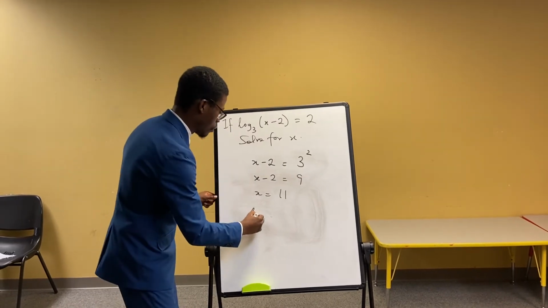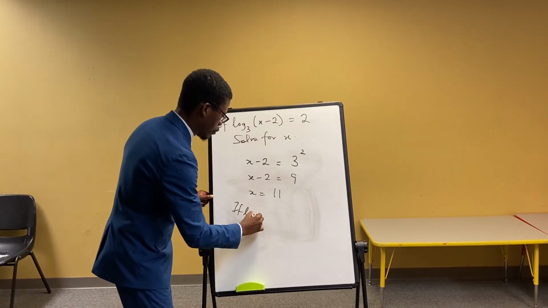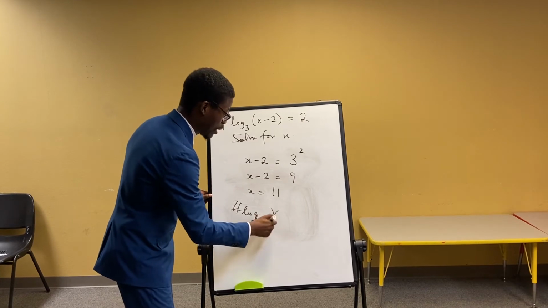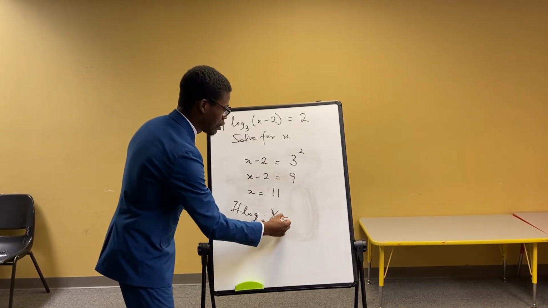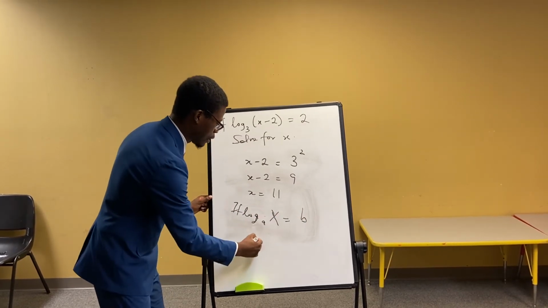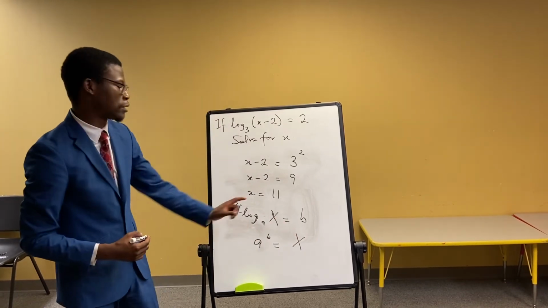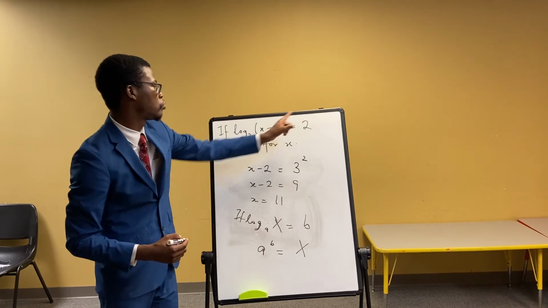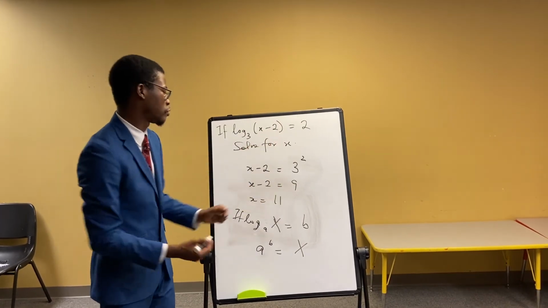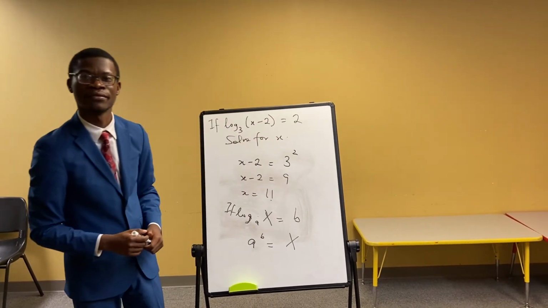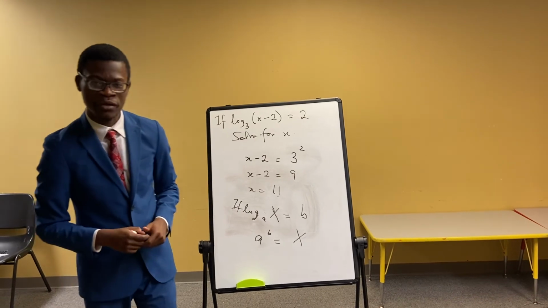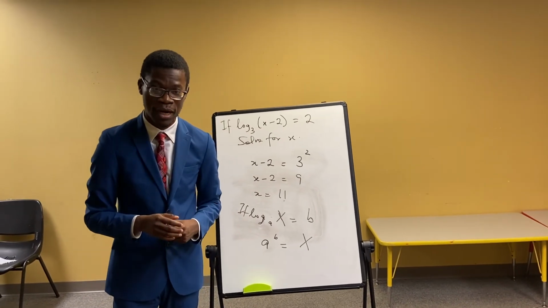Remember, if log of x in base a equals b, it follows that a to the power of b equals x. That's how we used to solve. So 3 to the power of 2 equals this guy. And that's how you solve it. And the answer is what? 11.